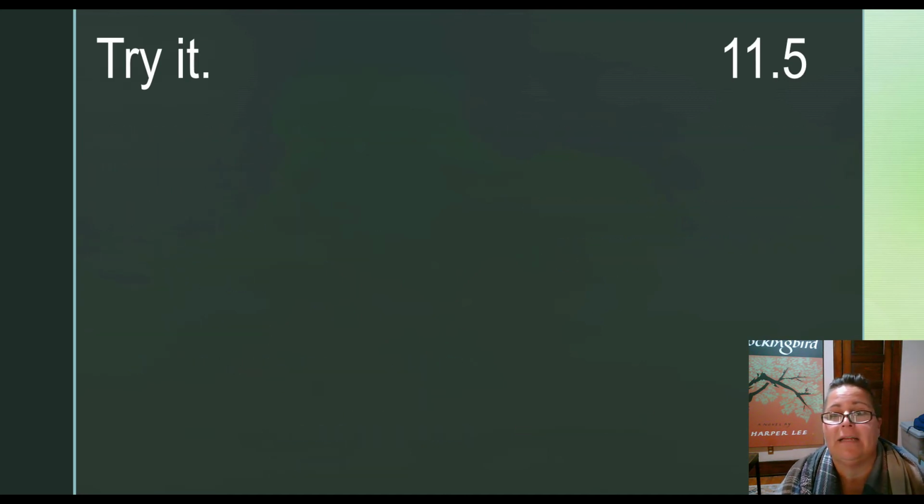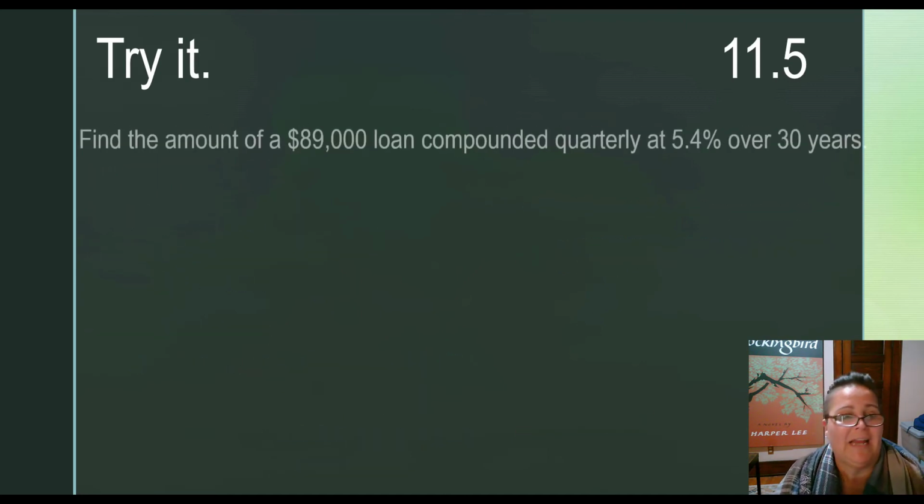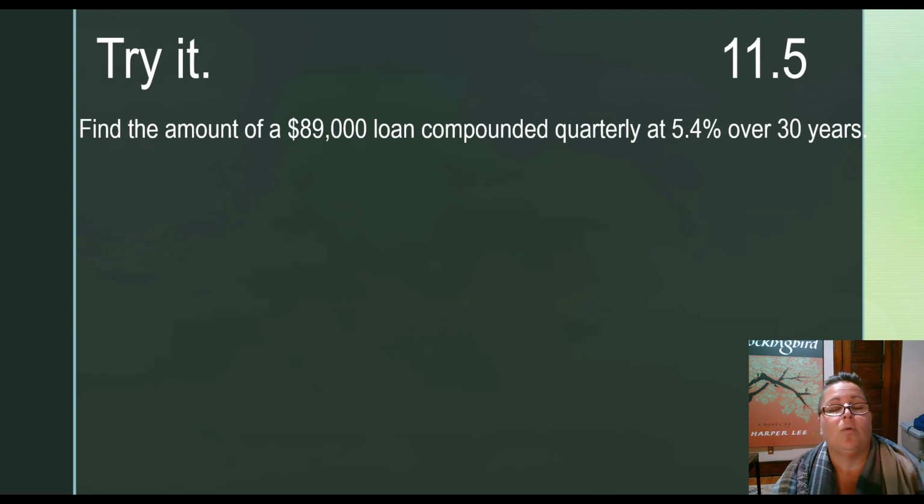Here is a second example. Find the amount of an $89,000 loan compounded quarterly at 5.4% over 30 years. This is approximately my first mortgage. So my house cost me about $89,000. That was back in 2002. Some of you were probably just born. And it's compounded quarterly at 5.4% over 30 years.